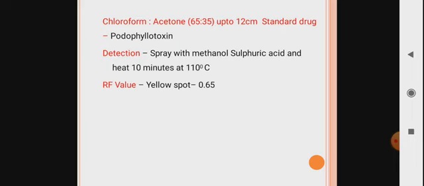Chloroform and acetone for the second step, 65 to 35 is the proportion of chloroform and acetone, and then run the same plate up to 12 centimeters, in the same position, or we may change the direction. Standard drug podophyllotoxin detection: spray with methanol-sulfuric acid and heat at 110 degrees Celsius for 5 to 10 minutes. RF value is yellow spot 0.65.